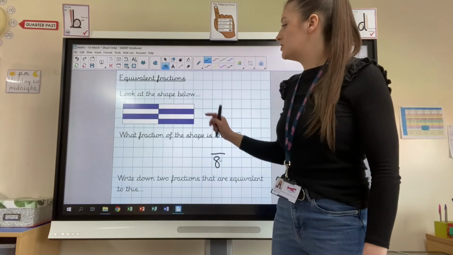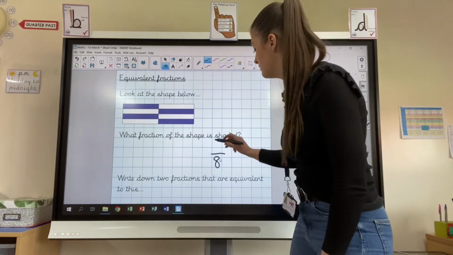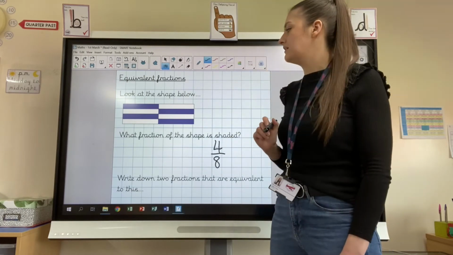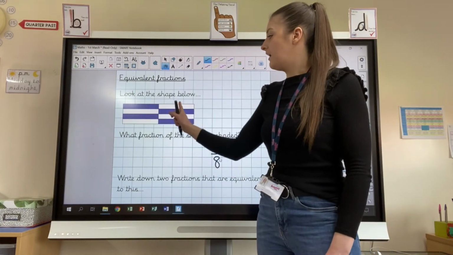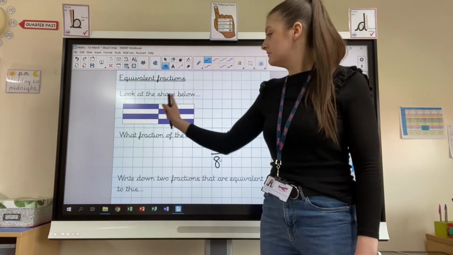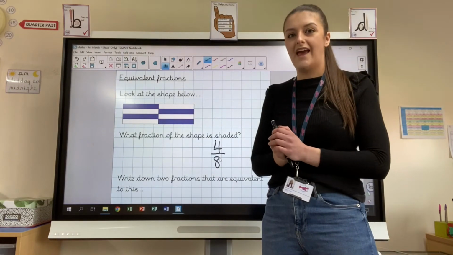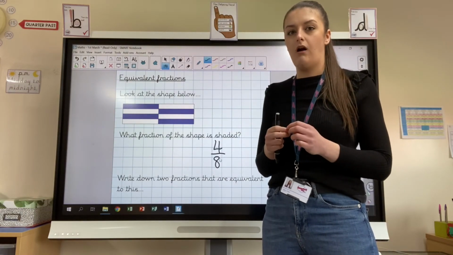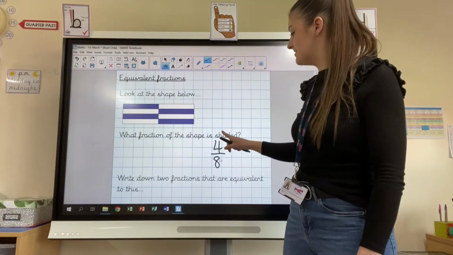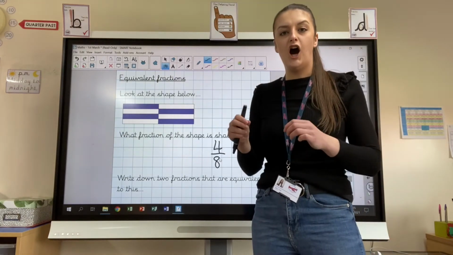But the parts that are shaded in, I've got 1, 2, 3, 4. I've got 4 out of my 8 parts shaded in. Now if you see that, 1 out of the 2 there has been shaded in. The same again here. What do you notice about the numbers 4 and 8? What relationship have they got? Well, half of 8 is 4, okay? So we're looking at a half, aren't we?